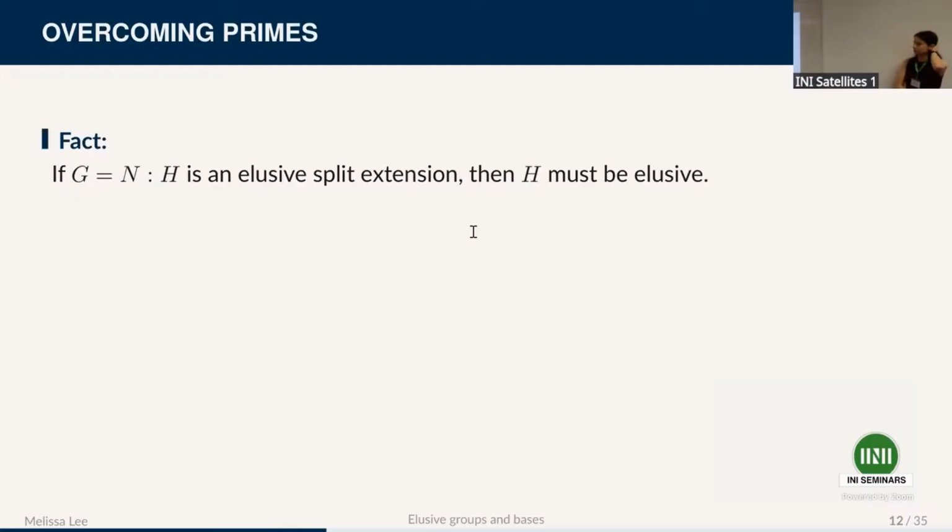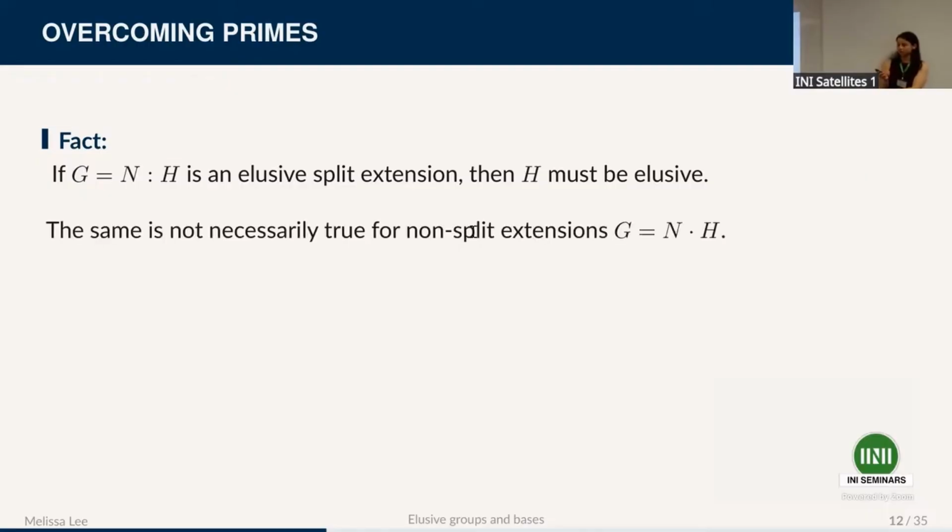The reason for that is if you have an elusive split extension, say H extended by N here, then it follows that H must be elusive. So even if you come up with a novel construction, H must be elusive, so maybe it's one of the known examples already. However, the same is not true for non-split extensions. It's possible that you don't have to have an elusive group here. As a quick side note, I will always use a colon to denote a split extension, but I will use a dot, hopefully always a little bit raised, to denote a non-split extension.